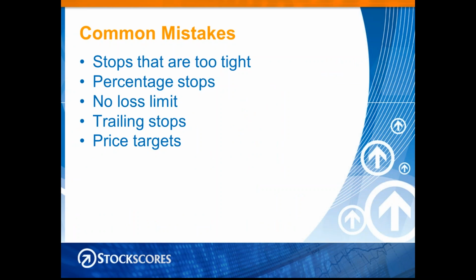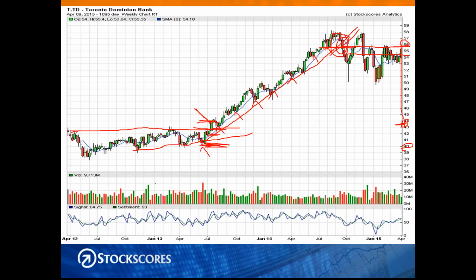stop loss point. Don't say I'm going to sell the stock when it goes down 7%, because 7% for a penny stock is probably too tight. 7% for a large cap conservative stock might be too loose, it might be too wide. What you want to do is still use the stop loss concept, but base it upon the message of the market. Look for those inflection point lows to define support.